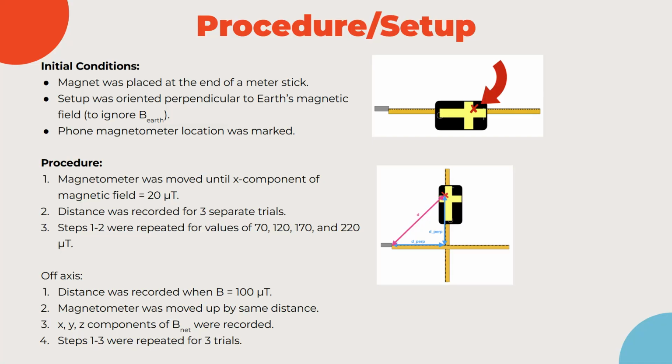For our procedure, our magnetometer was moved until the x component of our magnetic field equaled some value. This distance was recorded for 3 separate trials, and the first 2 steps were repeated for several values of these microteslas. For the off-axis field, our distance was recorded when B equals 100 microteslas. Our magnetometer was moved up by the same distance, and from there the x, y, and z components of B net were recorded, and steps 1 through 3 were repeated for 3 trials.